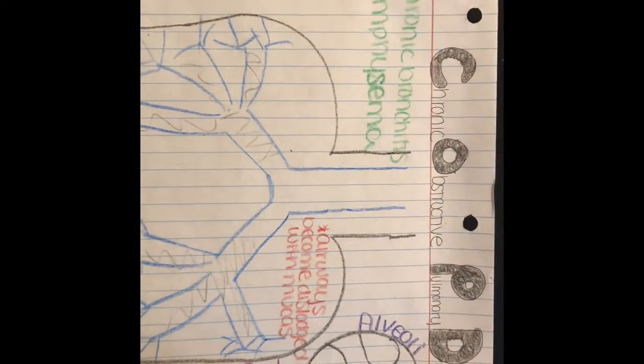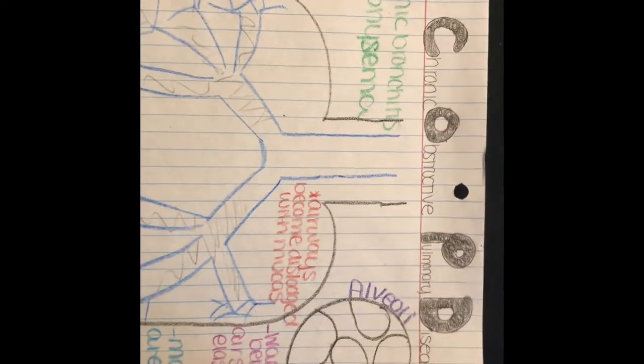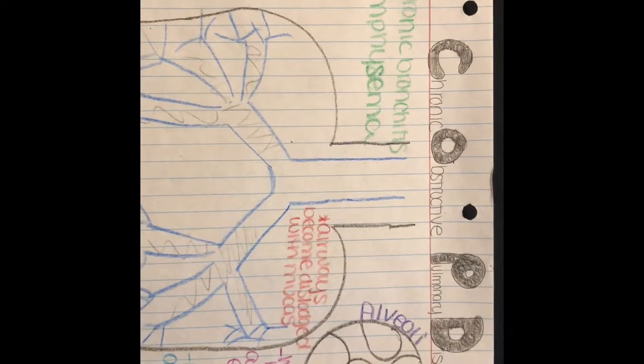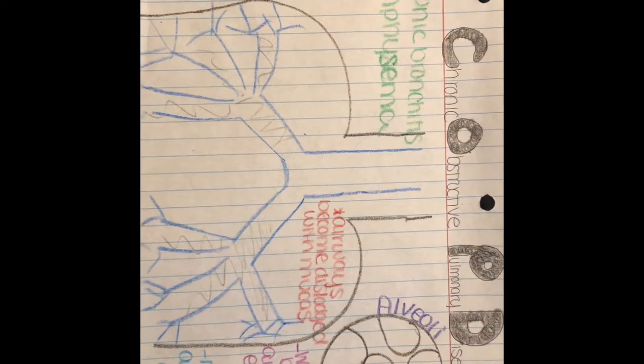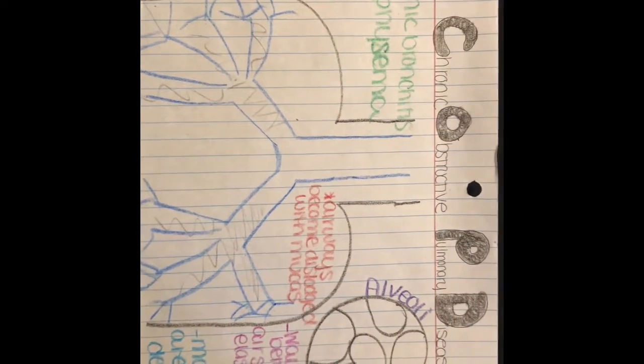have grape-like clusters. They're air sacs that look like this. The walls lose their elasticity. They're not properly exchanging the oxygen and carbon dioxide, and a lot of times many of them are destroyed.